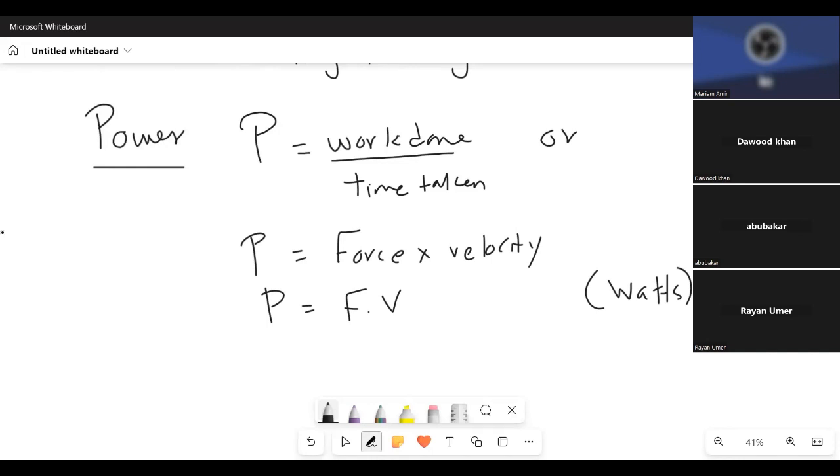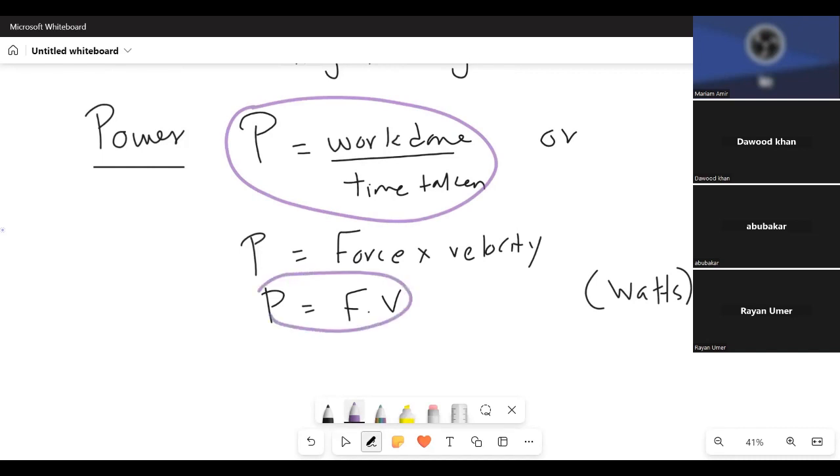So if the question talks about work, time, and power, then you'll be using this formula. And if the question talks about power along with force and velocity, then you'll be using this formula. Depends on the data given.